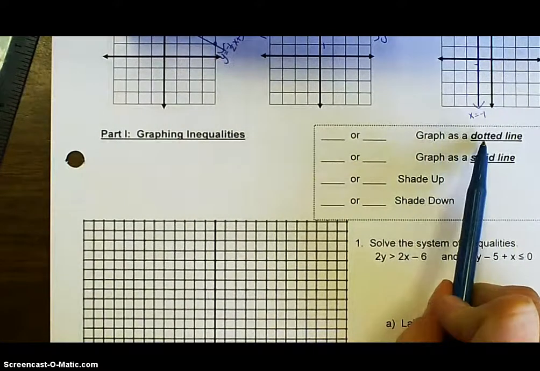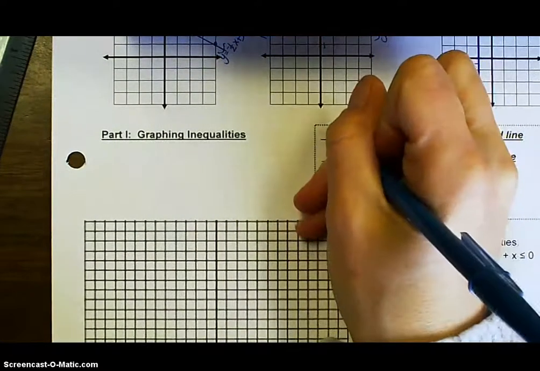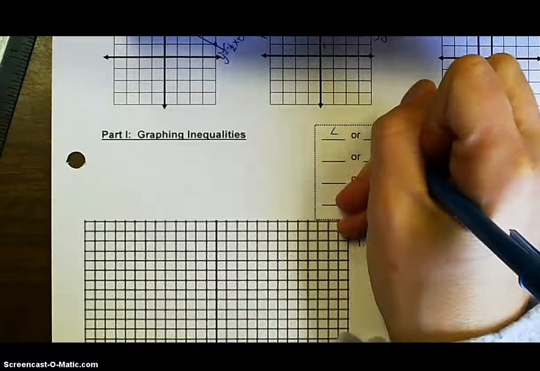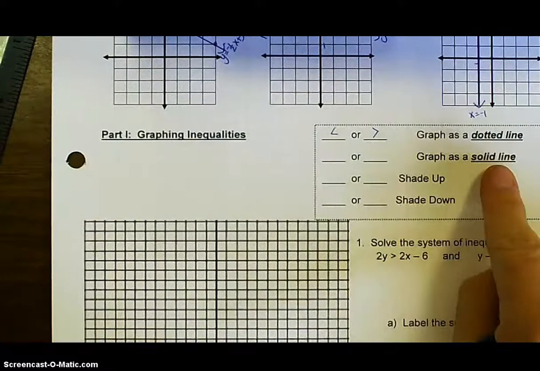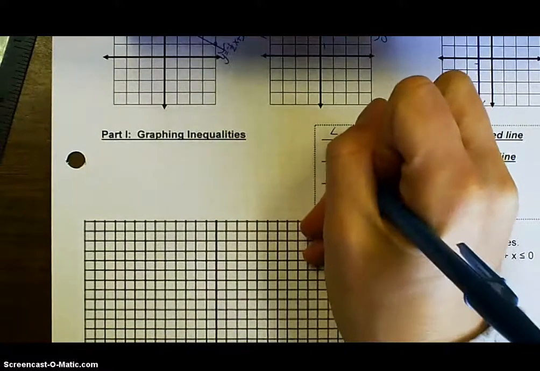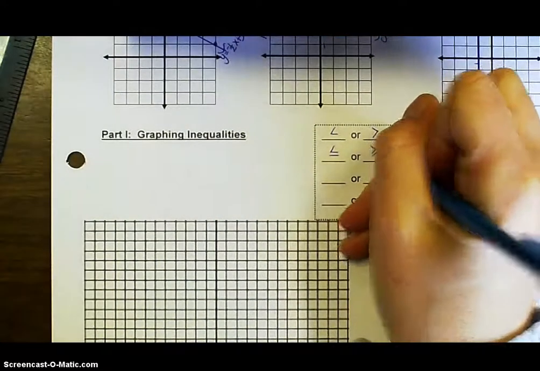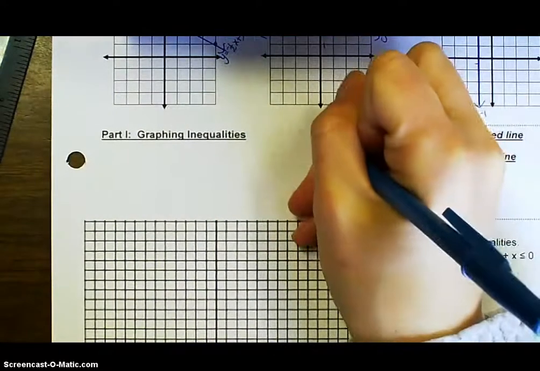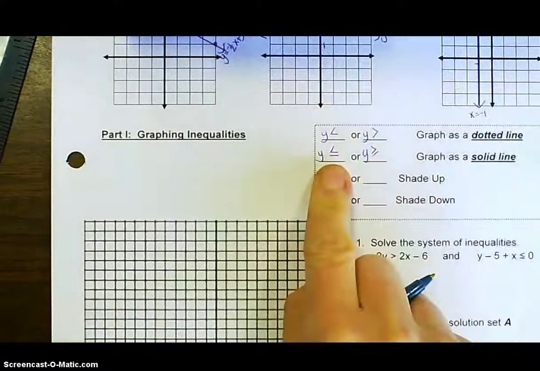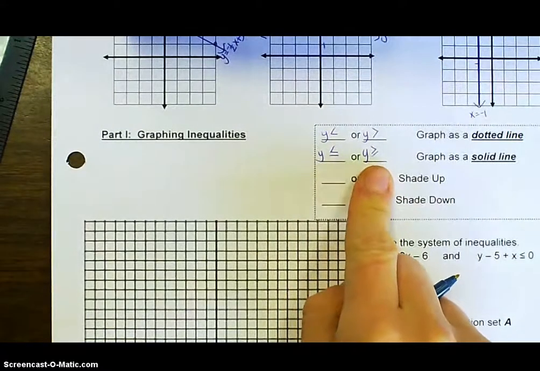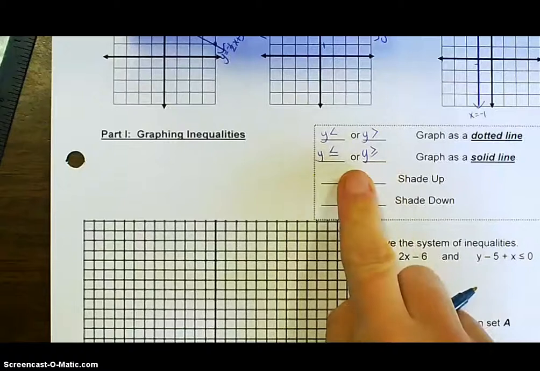If you want to have a dotted line, that means you're going to be less than or you're going to be greater than. But there's going to be no equal to symbol here. So you're not allowed to be equal to the line. You have to be greater than it or less than. To have a solid line, it's going to be less than or equal to or greater than or equal to. And I should go ahead and put there's a y here. So these are y's. So y is less than or equal to, y is greater than or equal to. Now this is a solid line because this time, yes, you are allowed to be on the line.